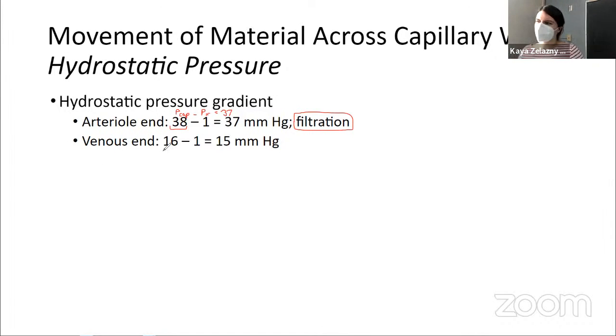We see overall for the hydrostatic pressure for the venous end, we also have a number that favors filtration. The reason we haven't written it in here next to it is that for the venous end, that osmotic pressure is going to make a big difference here. So the overall thing that we observe at the venous end isn't filtration, even though the hydrostatic pressure would make it filtration. So we'll take a look at that osmotic pressure next.